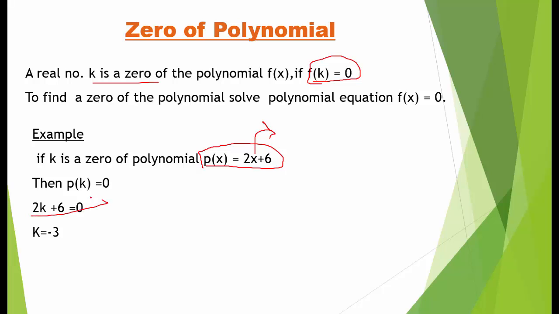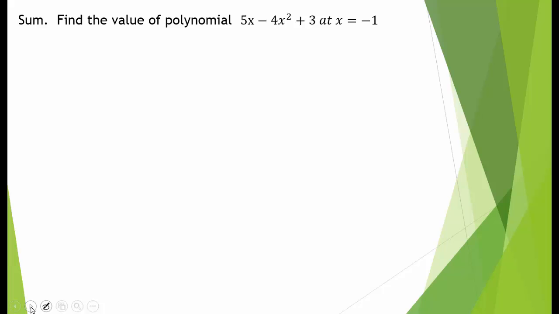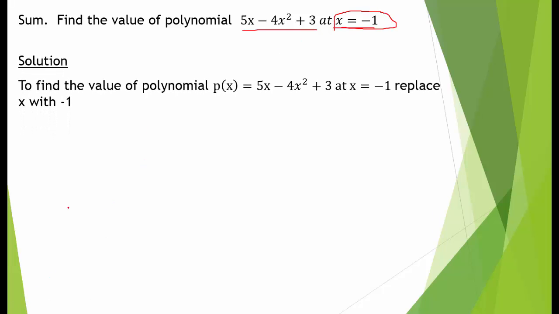On solving, we will get k equals minus 3. Now our first question is to find the value of the polynomial at x equals minus 1. And you know, to find the value of a polynomial, we will replace the variable x with minus 1. Now my polynomial is this.